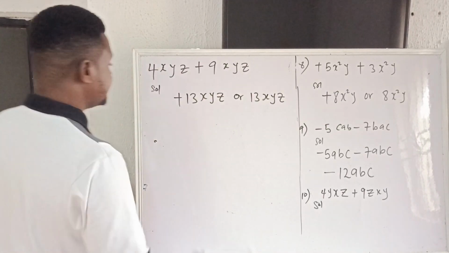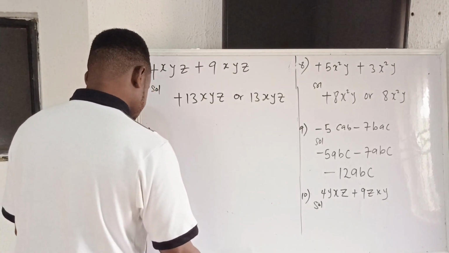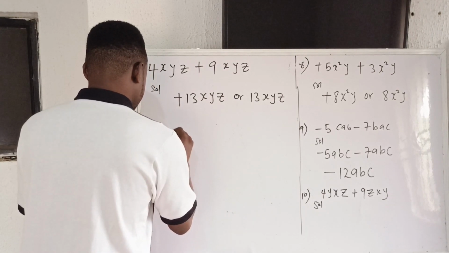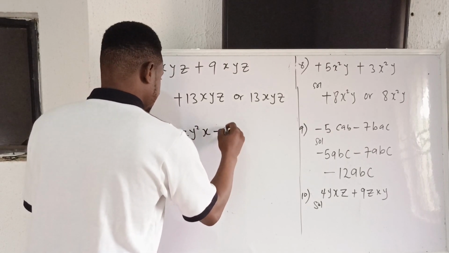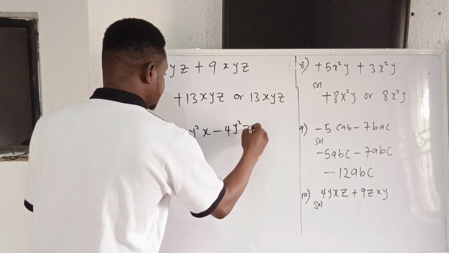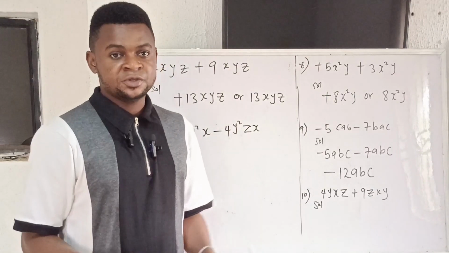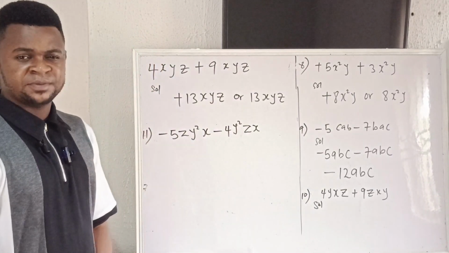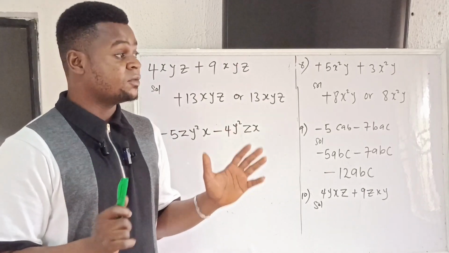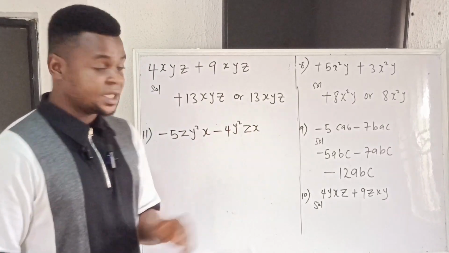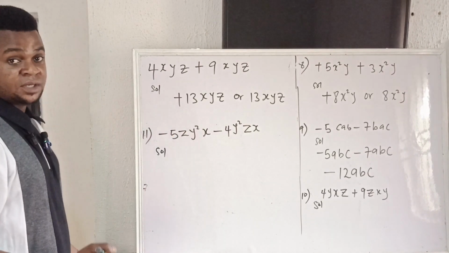Okay, so now let's look at the next example. Example 11. We're also told to simplify something like minus 5zy squared x minus 4y squared zx. So how do you go about simplifying this? Now I told you in algebraic expressions the variables must be arranged in alphabetical order before we can even think of adding or subtracting them. So first of all, let's see if these are arranged in alphabetical order. Looking at this, it is not arranged in alphabetical order. So let's do that now.